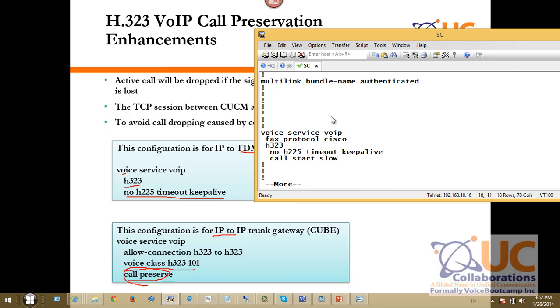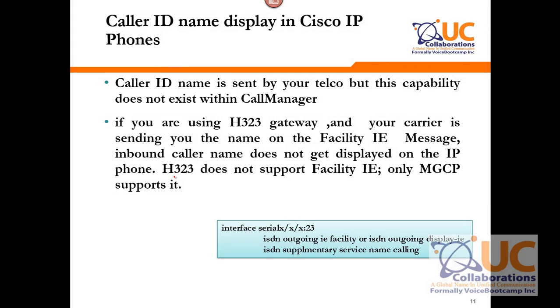So this is the configuration. Now, in H323 gateway, there are some cases where you may have caller ID name display issues with the phone. Caller ID name is sent by your telco, but this capability does not exist within Call Manager. So if you're using an H323 gateway and your carrier is sending the name in a facility IE message, inbound caller name does not get displayed on an IP phone, because H323 does not support facility IE, only MGCP does.